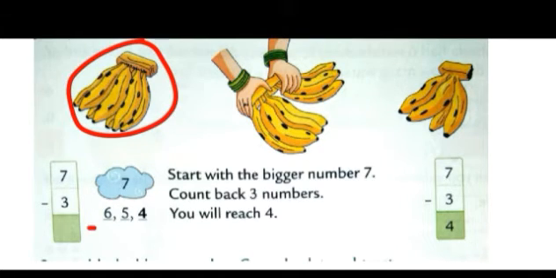6, 5, 4. So what is the answer? 4 is the answer. However much you have to subtract, that much only you need to count back. If you count more than that, the answer will come wrong. So here the answer that we got is 4. 4 is the answer. This is the way how you subtract a given number by counting backward. Okay.